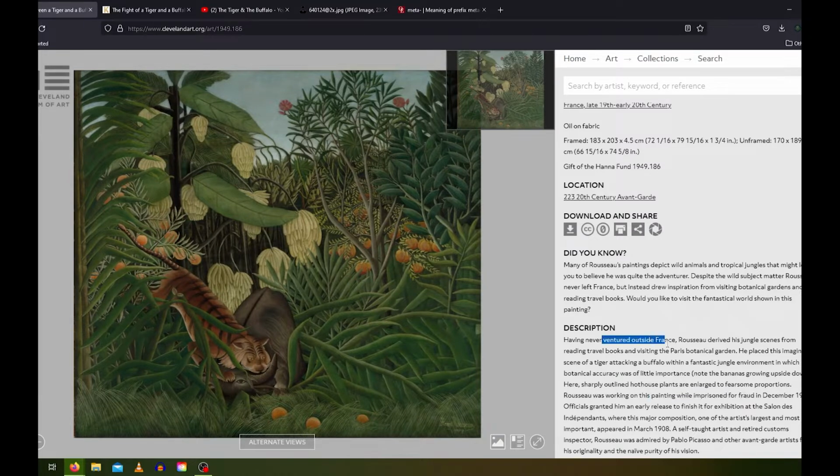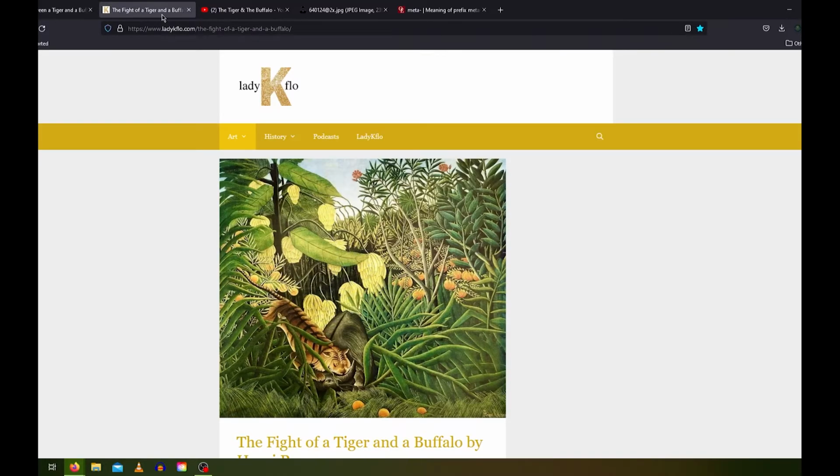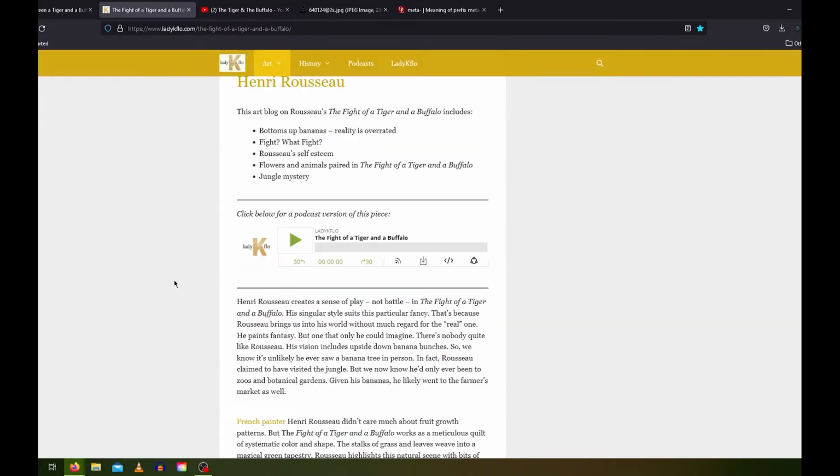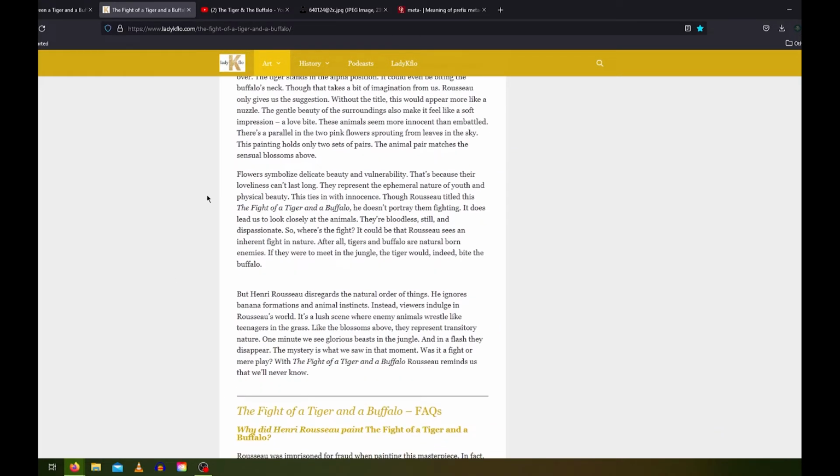He never ventured outside France, but he read a bunch of travel books and talked to a bunch of people who traveled themselves. And so he used their stories and their descriptions to paint this picture. Now we're going to turn to Lady Flo, who talks about the symbolism and interpretive meaning of The Fight of the Tiger and the Buffalo by Rousseau. Let's scroll down here. They represent the nature of youth and physical beauty and the ties of innocence, okay? But I think the most important thing that we're going to take away from this is that it represents a transitory nature, the transition between two things.